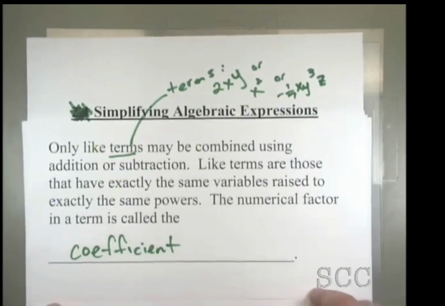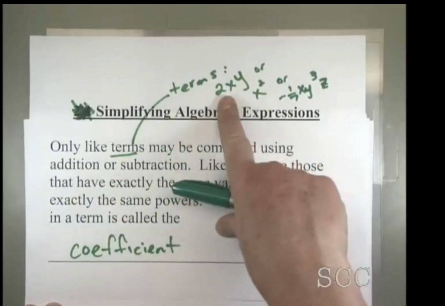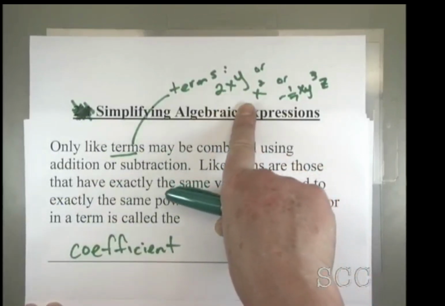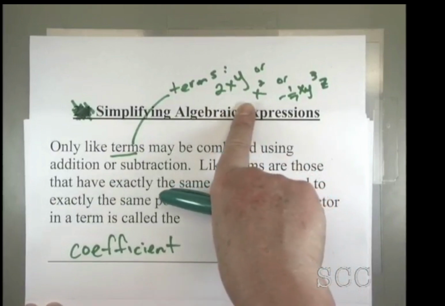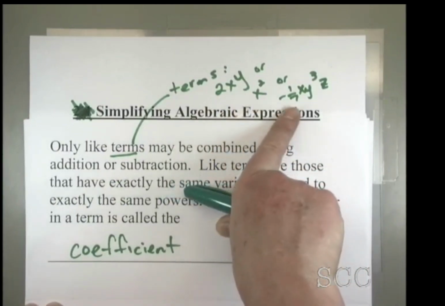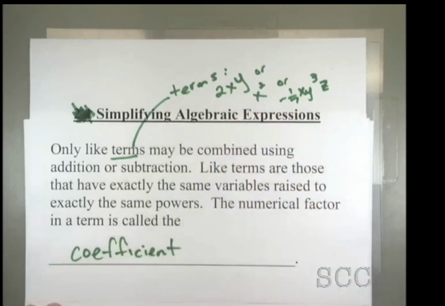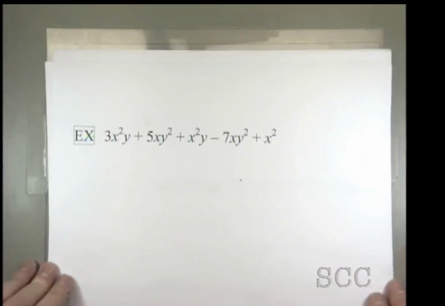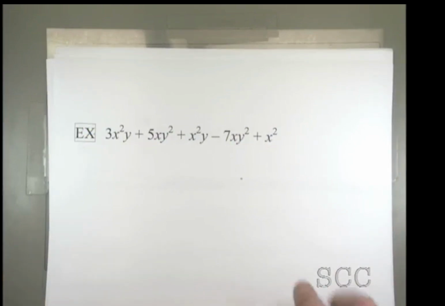And the numerical factor is called the coefficient. So in this term, 2 is the coefficient. In this term, x squared, the invisible 1 is the coefficient. And in this term, minus 1/7 is the coefficient. And again, like terms are those that have the same variables raised to exactly the same powers, and those are the only ones that we can combine using addition or subtraction.